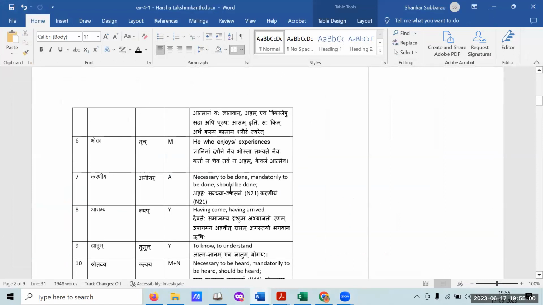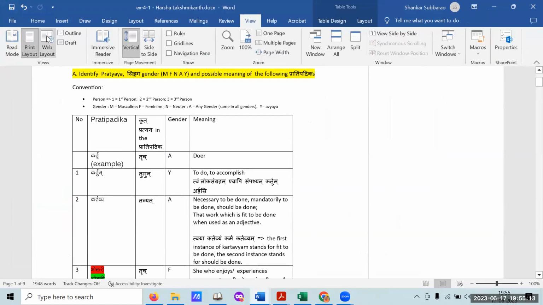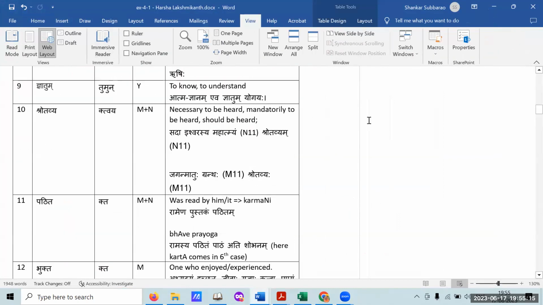Okay, so you see, this is his homework, and let me first change it to web layout view. Yeah, that's better now. Now it should be visible to you.